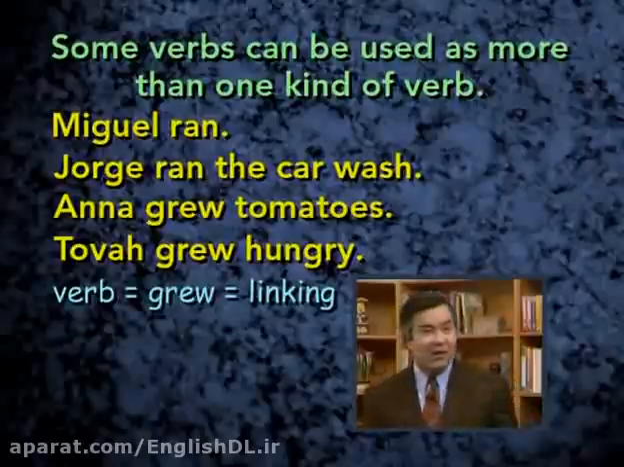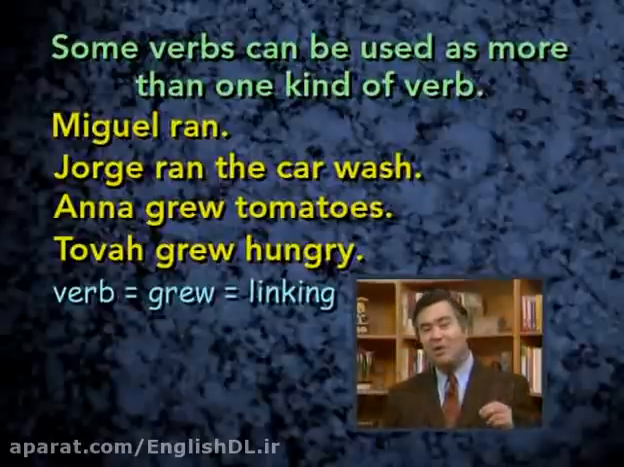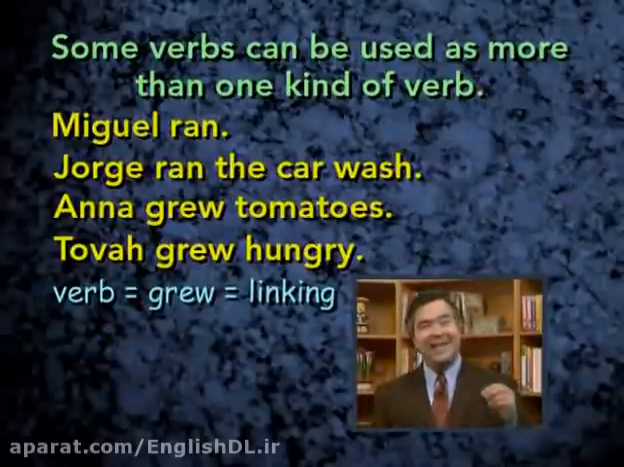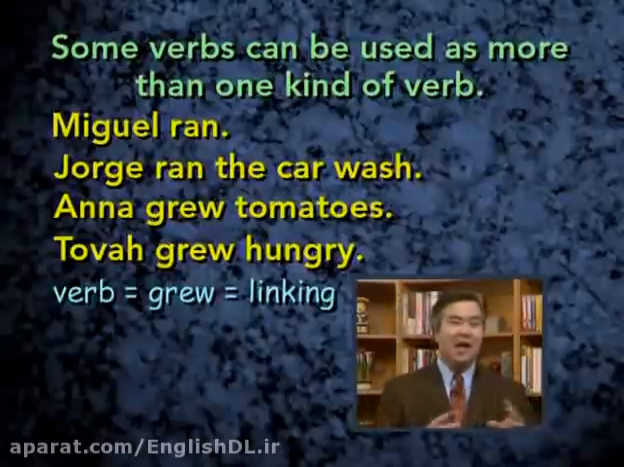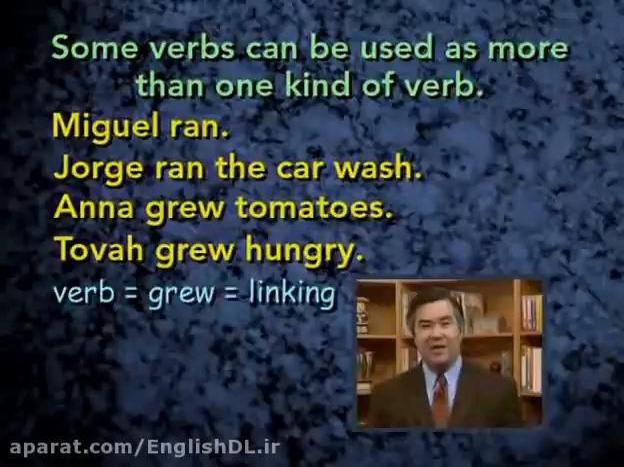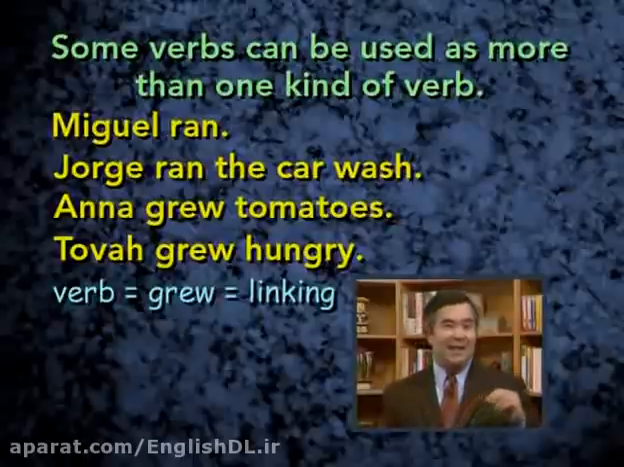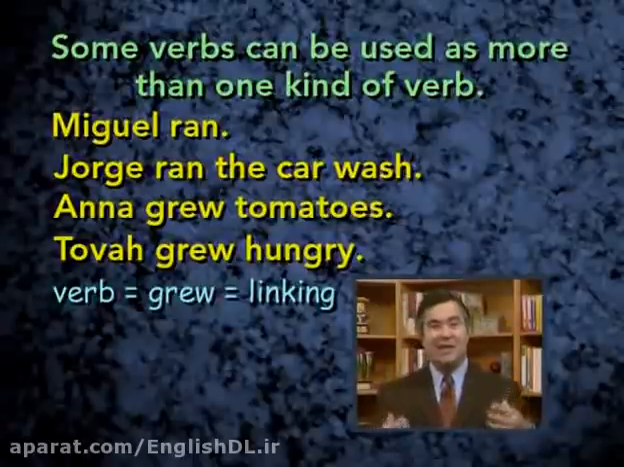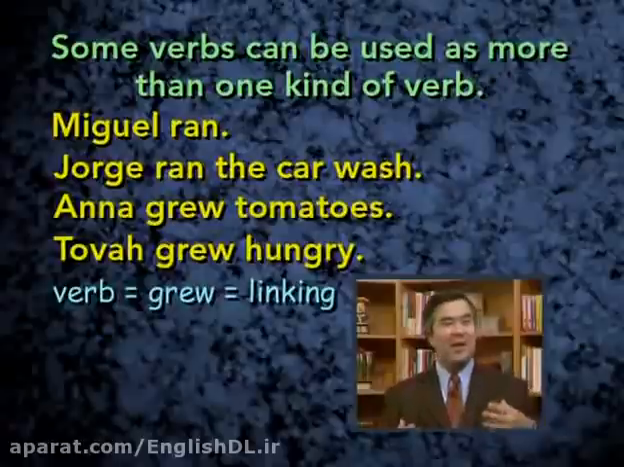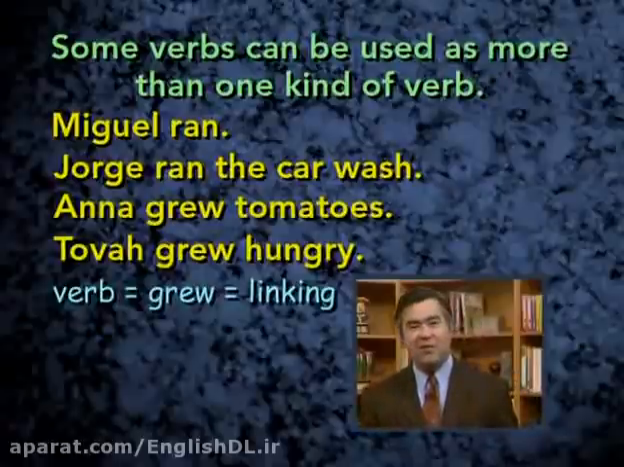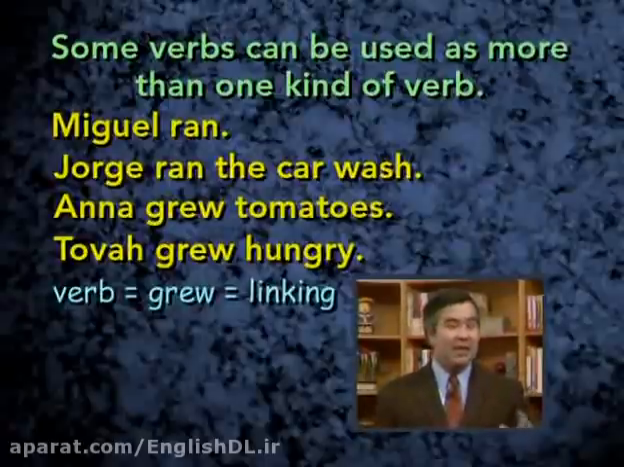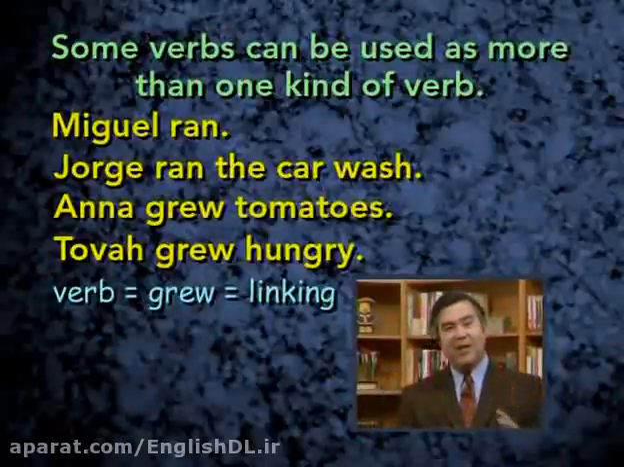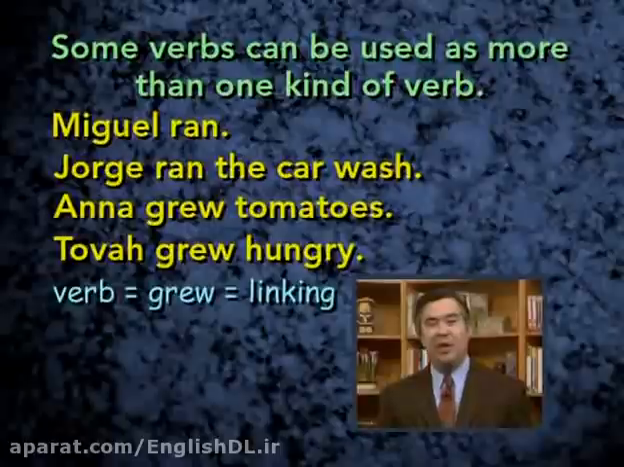So in this particular example, the verb grew is being used as a linking verb. It is linking Tova and hungry. The two things are being equated with one another. Hungry is not the object of the action. It's not receiving the action in the way the tomatoes received the action of growing in the sentence about Anna. Instead, grew is being used as a linking verb, and Tova and hungry are being equated with one another.